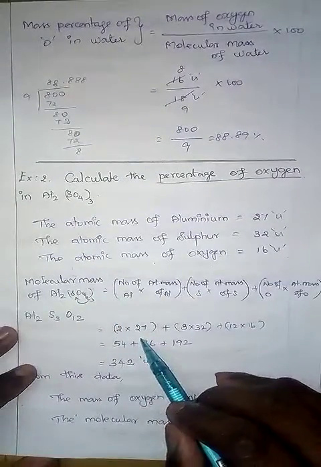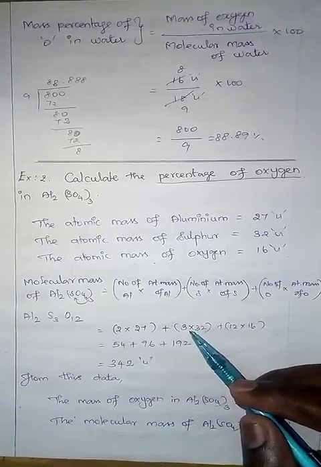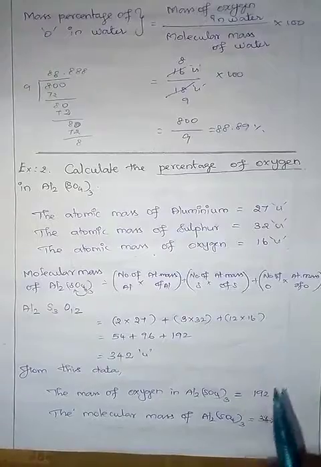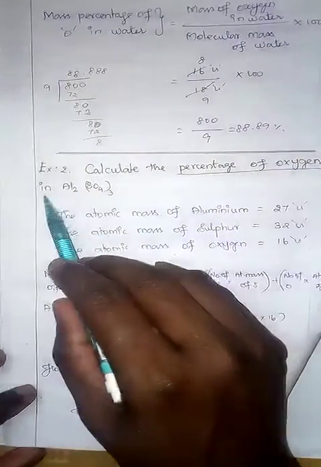So I hope this sum is easy to work out. Let us go to the next example. Here you need to know some tricks. Calculate the percentage of oxygen in aluminium sulfate.